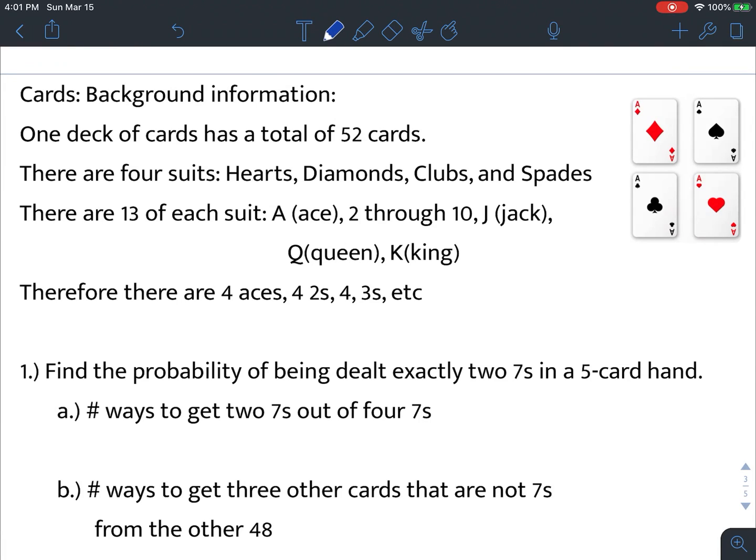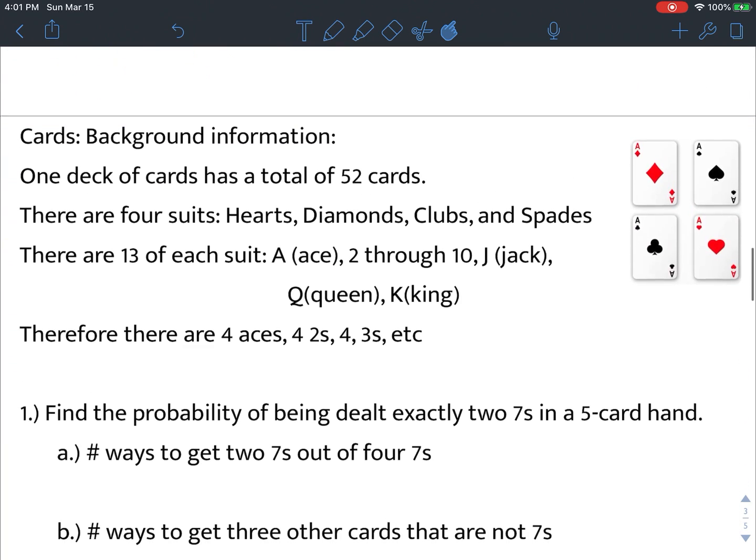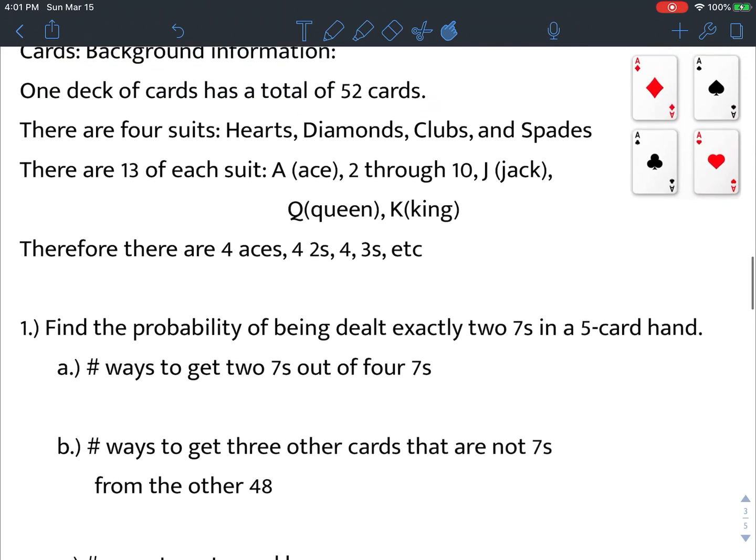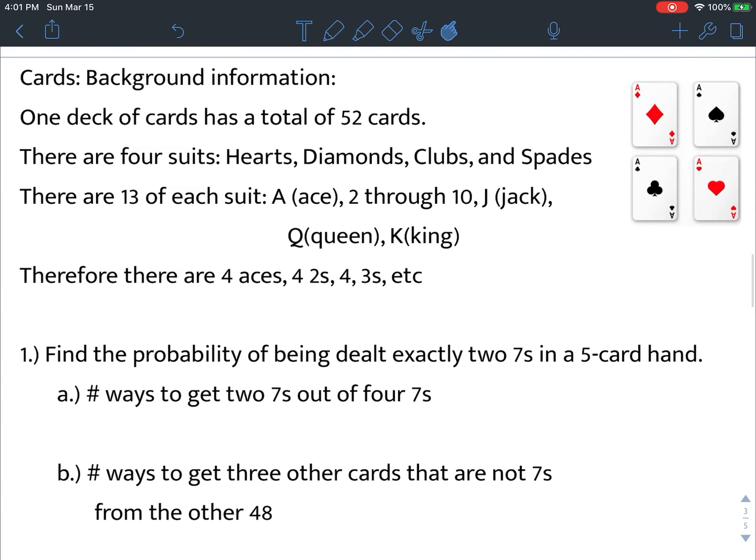Hi. So to pick up where we left off yesterday, now we're going to talk about some more probability problems. These ones have to do with cards, and then in a few minutes we'll get to geometric probability.